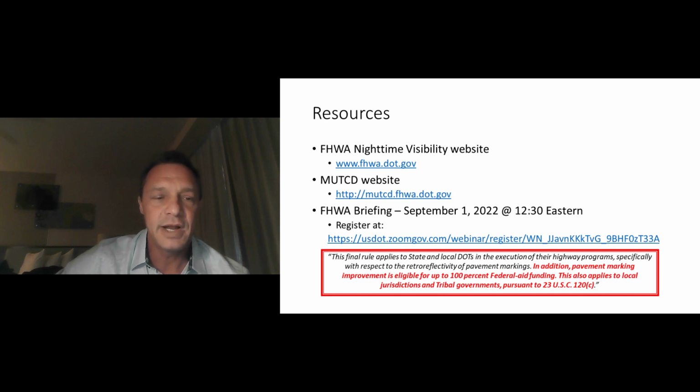And then finally, what I'd like to share with you is the paragraph that is outlined in red. This comes from Federal Highway. I don't have a lot of additional details yet. I'm still trying to get those, but you can see that federal funding is available to help support implementation of this final rule. I think that's very important for everybody.